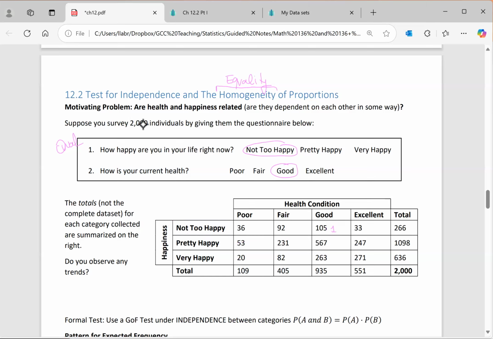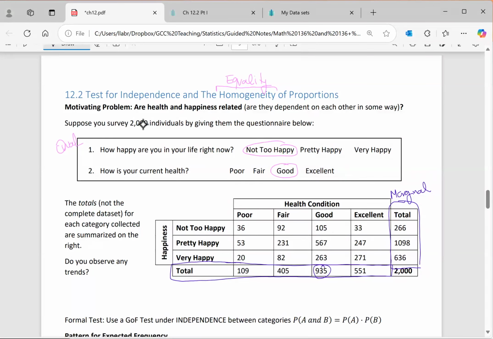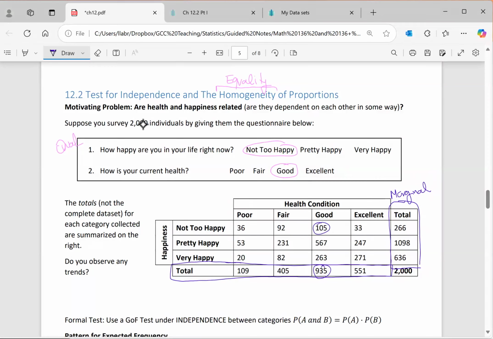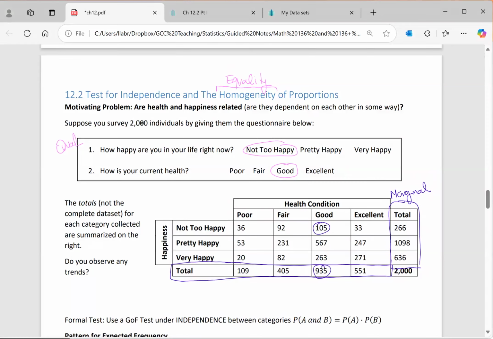All right, now what we're going to ask is that given this table, and we've seen this before, this was called the marginal distribution. So the totals here are the margins. So it's called the marginal totals, row totals. The totals here are the marginal column totals. And so you get to essentially see how many times other people responded with good. So 935 people indicated good, just like me, but I was over here in 105 because I selected not too happy. All right, and so we saw these in chapter 5 as well.